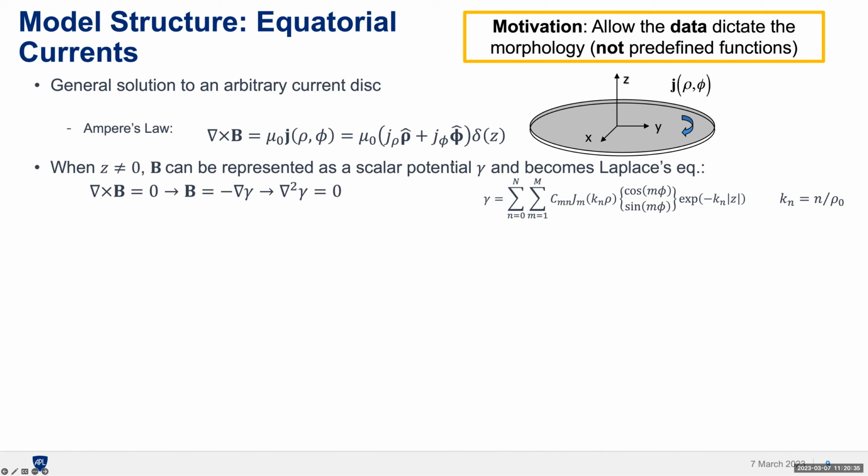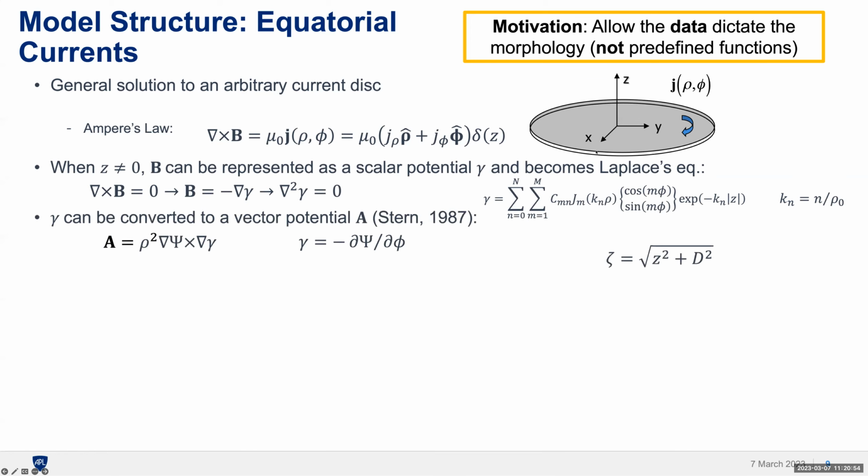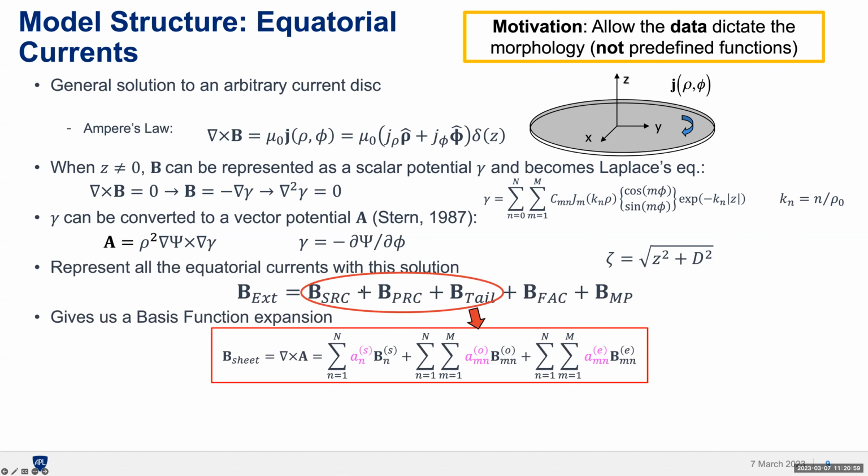can represent the magnetic field by a scalar potential if you're above or below it. And then this is basically out of Jackson E&M type stuff here. So you can get this scalar potential, which is just the general solution to this current sheet. We can then convert that to a magnetic vector potential. And then we represent all the equatorial current systems, so the symmetric ring current, the partial ring current, and the tail current, using this basis function expansion, right?